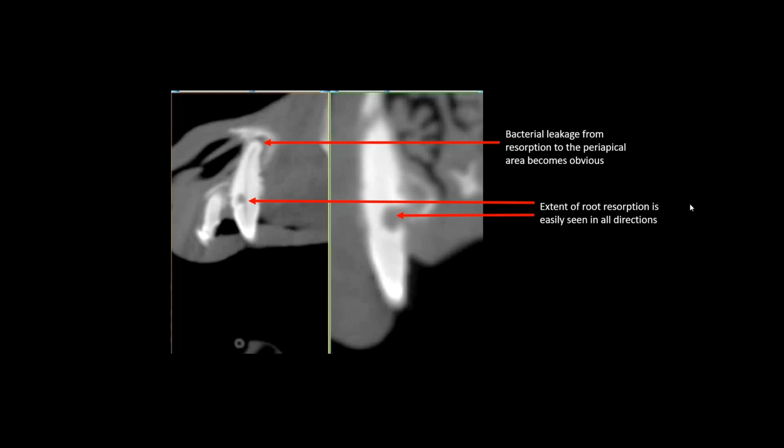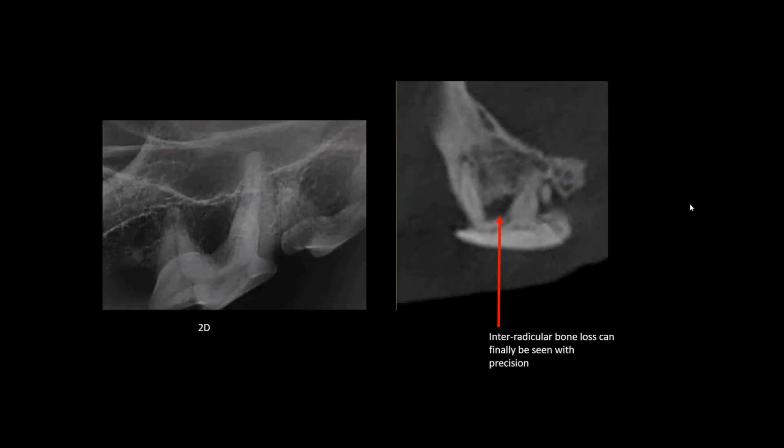This is buccal, and this is lingual, so you can see how easy it is to not see it on an X-ray. So you can now see and measure resorption as well as the location of it. You can also start looking at periapical areas, and we'll take a look at that a couple of times. But when you have such a resorption, you would suspect bacterial leakage throughout the root, and this is a perfect example here where you can start seeing a widening of the periapical area due to pathology.